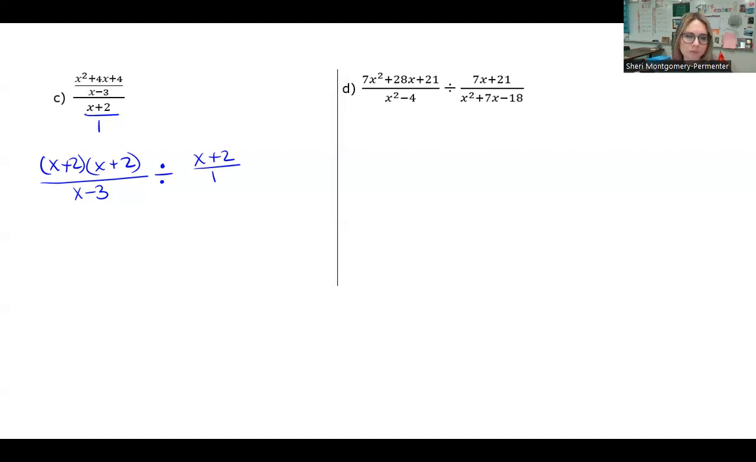Before I keep change flip, I have to check for domain restrictions. What can x not be equal to? So I only have 1x in the denominator. So what would make this denominator 0? Now I can keep change flip.